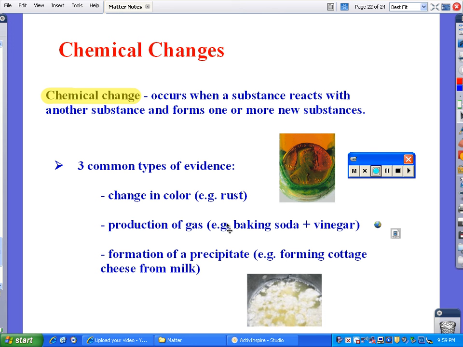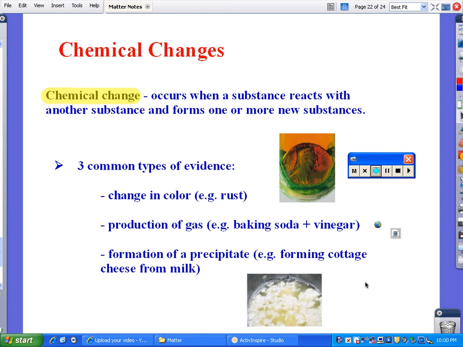Production of gas is another example of chemical change. Bubbles, really. When you look for bubbles, bubbles is the presence of gas. So carbonation of soda, right? It's carbon dioxide inside of the drink, and that's evidence that there's gas in it. So anytime you see something bubbling, it's production of gas.